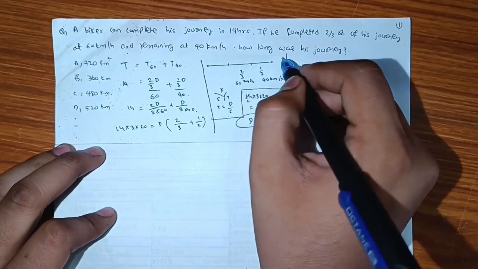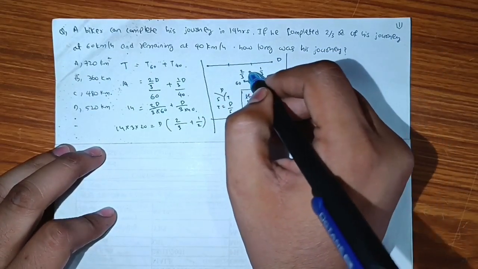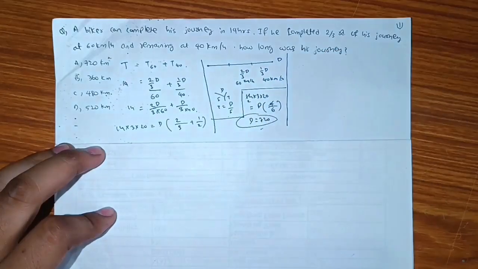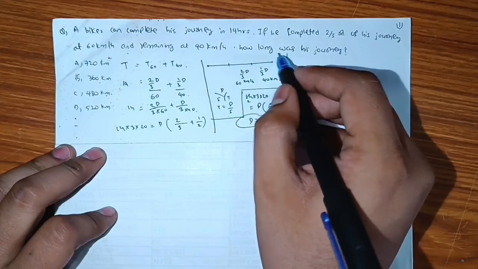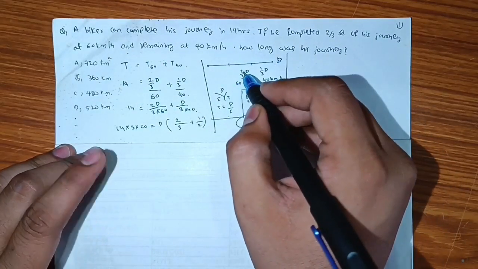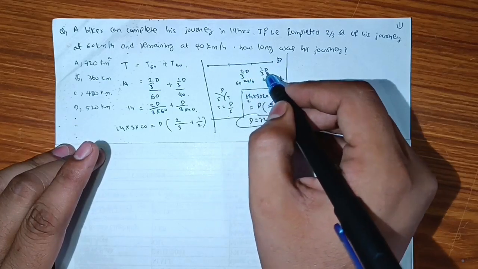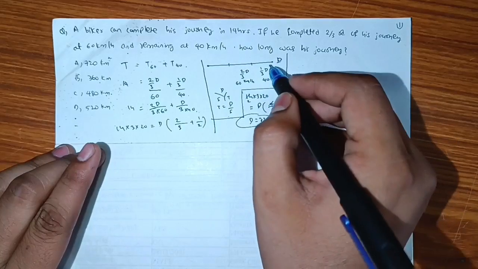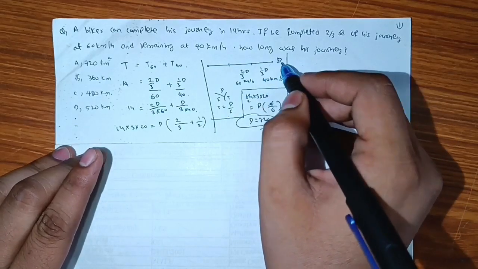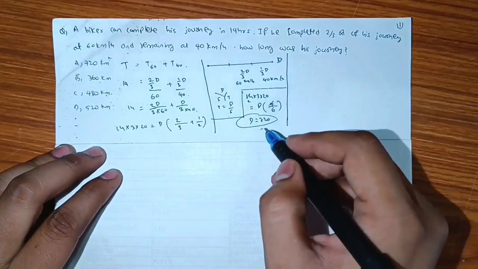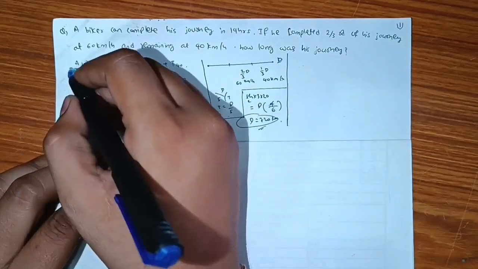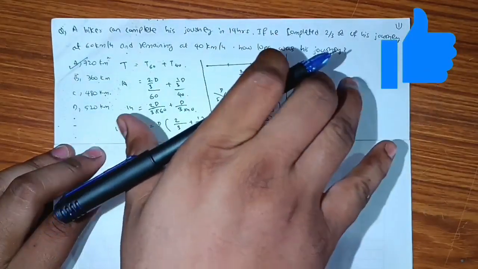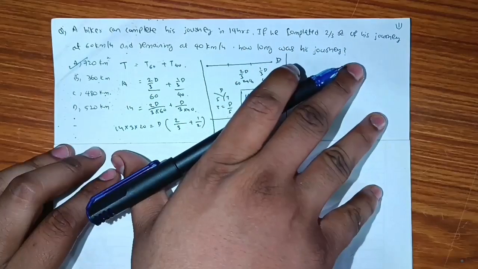d is the total distance: the part covered at 60 km/h is 2/3 of d, and the remaining 1/3 of d is covered at 40 km/h. So finally the total distance d we got is 720 kilometers, which is option A. Here we applied the DST trick. The distance is not the same now, so method 3 won't work.